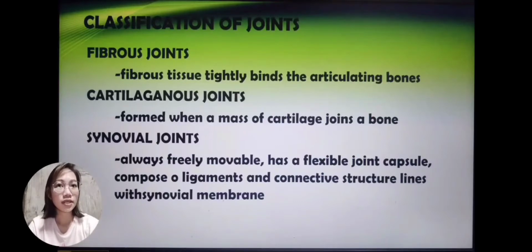Or diarthrotic joints, a flexible joint capsule composed of ligaments and other connective structures and lined with the lubricating synovial membrane, allows a wide range of movement. Categories of synovial joints are based on the way in which the articulating bones fit together.